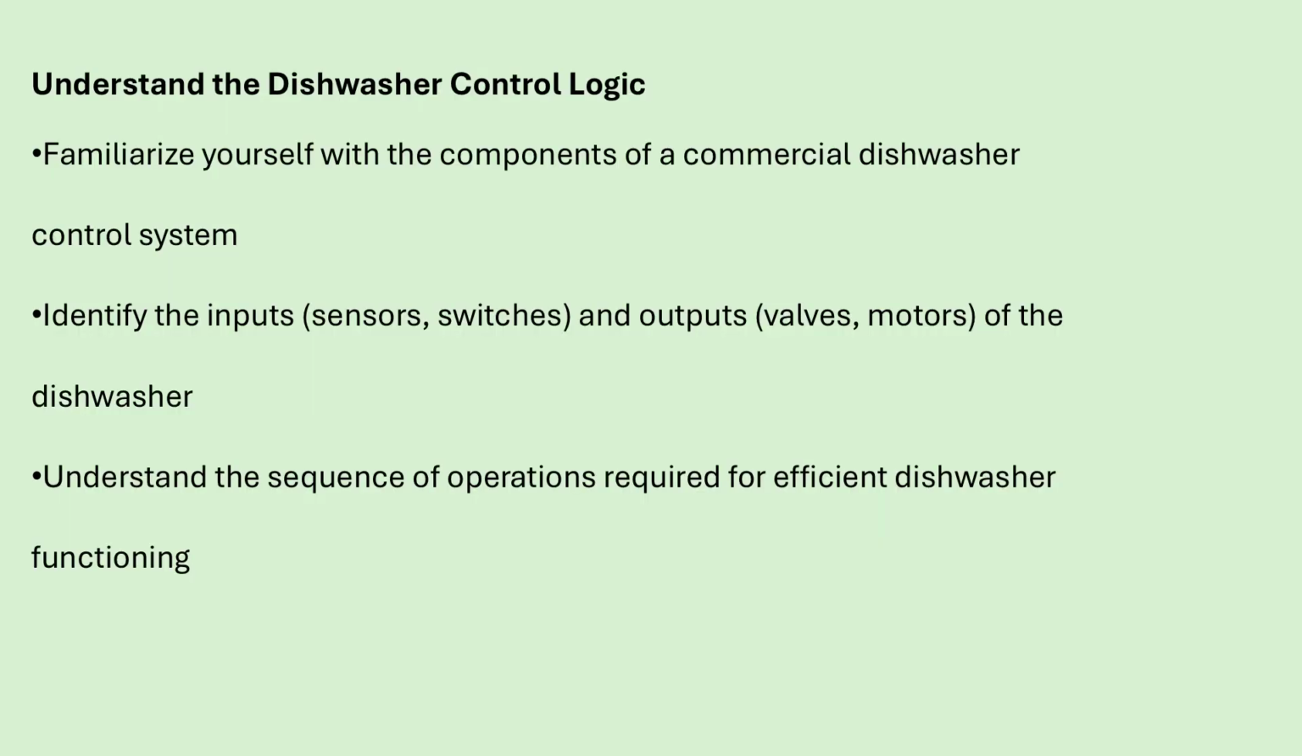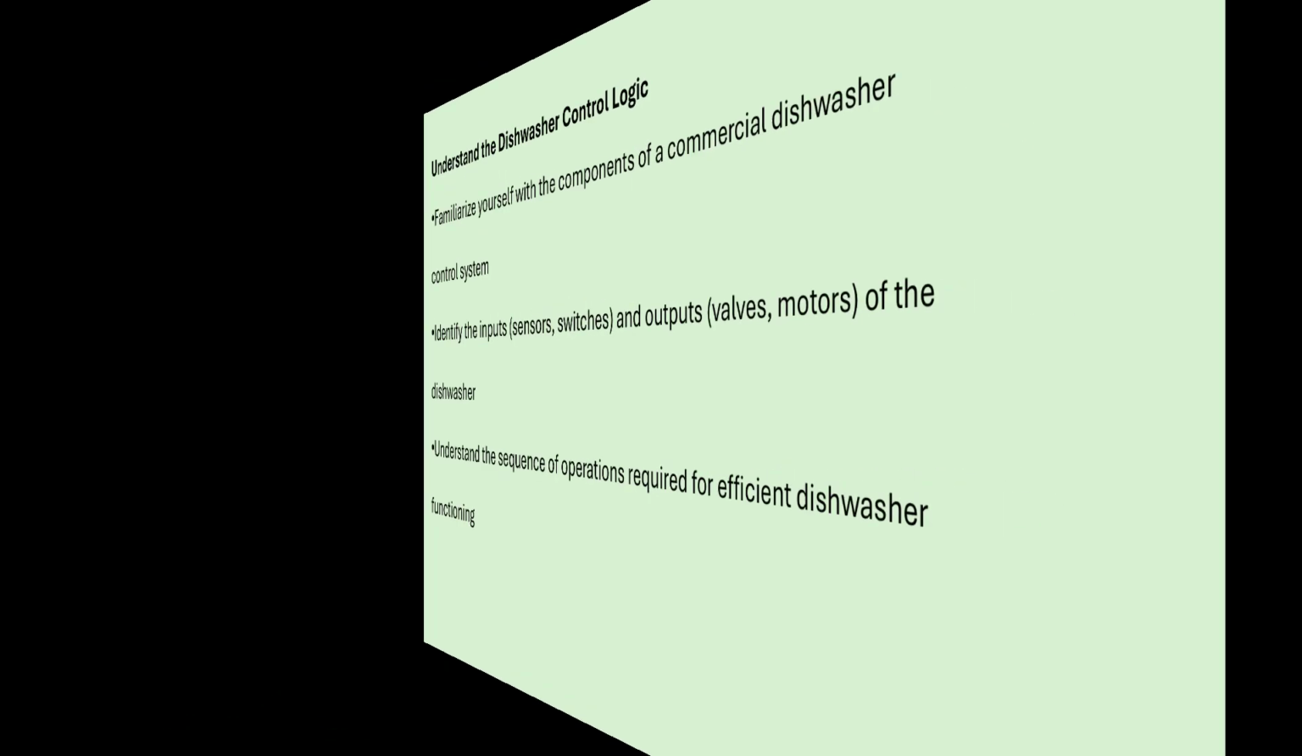Identify inputs and outputs. The inputs include sensors, like water level sensors, temperature sensors, switches, like start-stop buttons, door switches, and timers. The outputs control the motors for pumps, heaters for water, solenoid valves for detergent, and indicator lights.